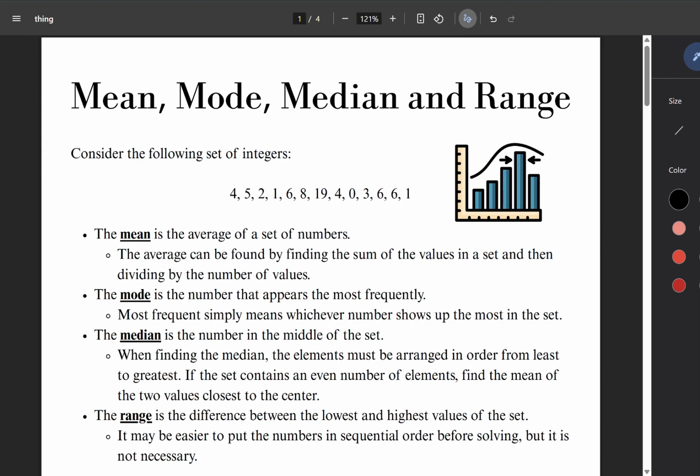Today we're going to be talking about mean, mode, median, and range. Four key topics that are important for middle school and high school math. So without further ado, let's get started.